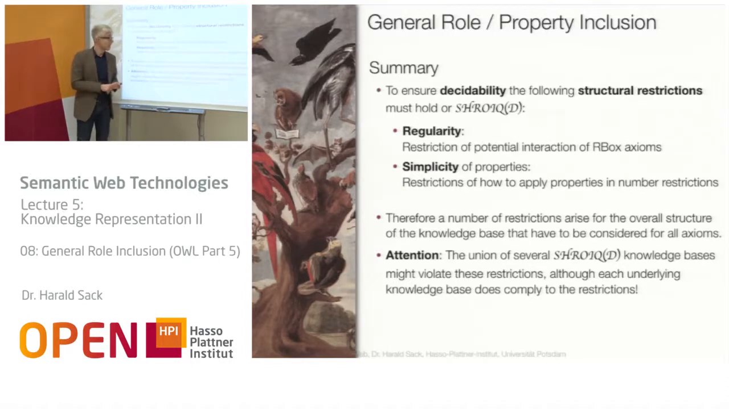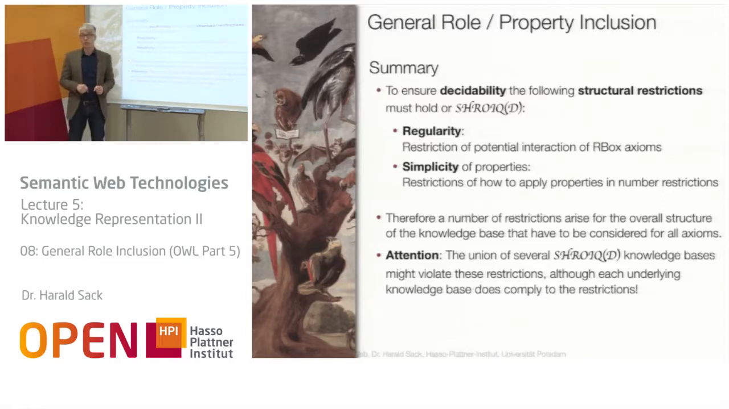And second, we have the simplicity of properties that must also be maintained, because there are several restrictions, for example in number restrictions, and other constructs that may be applied only to simple properties and not to properties that rely on general property inclusion, because otherwise we would lose the property of decidability. Therefore, a number of restrictions arise for the overall structure of the knowledge base, and they have to be considered, of course, in all of the axioms.